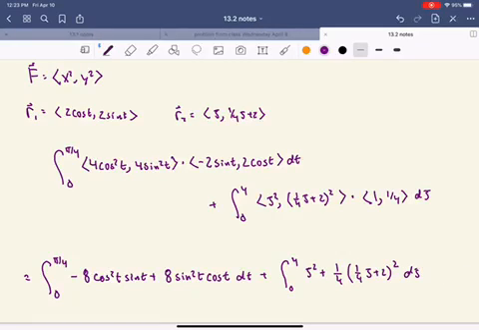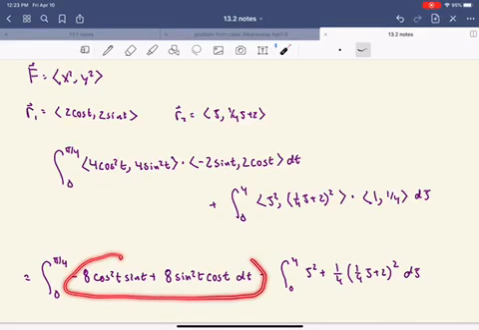I think we can all agree that this integral is completely trivial. You just have to do this expansion. This integral is pretty much trivial. You just let u here be cosine t, u here be sine t, so you just split them up. And you can finish the rest.